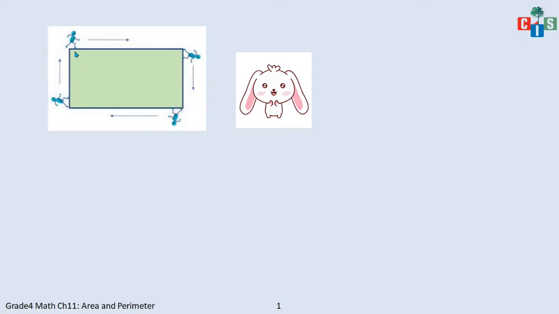This is a boy who is running around a rectangle. As he is running around the boundary or the borders, this is said to be the perimeter. So what is the perimeter? Perimeter is the boundary of any shape.